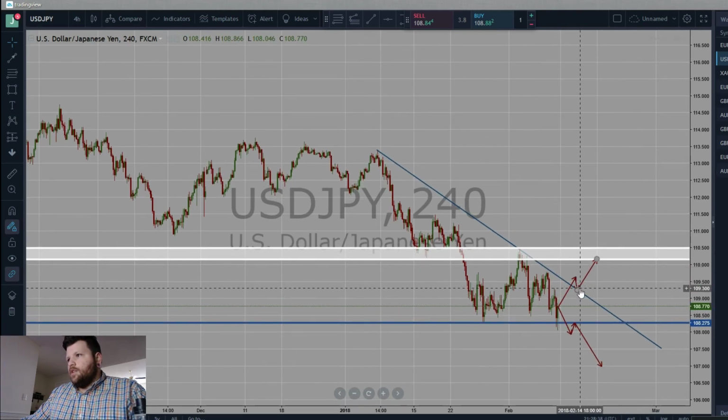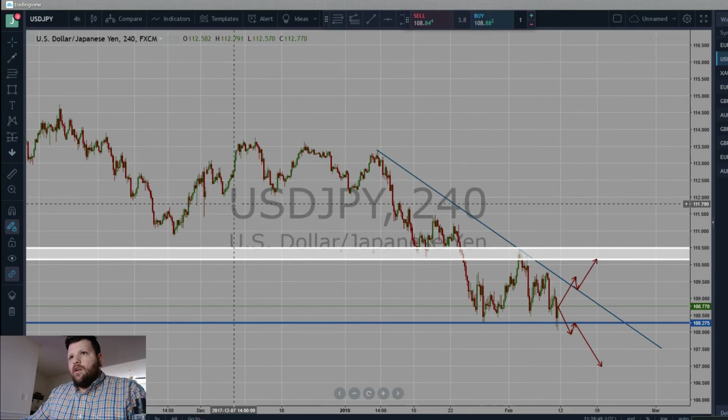However, if it does break to the upside, break this trend line that I have drawn, it will probably find some sort of resistance at this zone. If it does break through this zone, then it'll continue upward, and there are levels of resistance up here, stops that it should probably make.